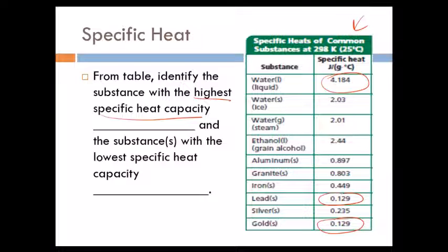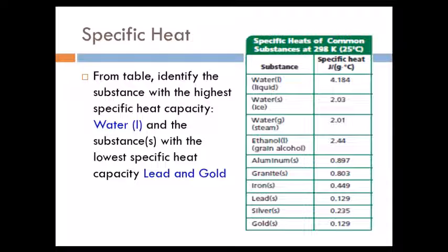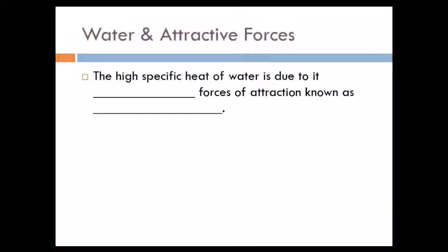But those metals are going to have low specific heats. They absorb and release energy very easily without heating up very quickly, and cool down very quickly. Whereas water, you have to give it lots of heat before it's going to change its temperature. It absorbs and releases lots of energy without changing temperature, and that's why it has a high specific heat capacity. So in here, liquid water, lead and gold.